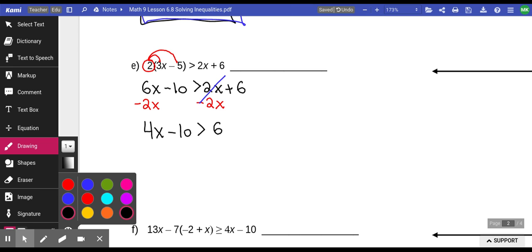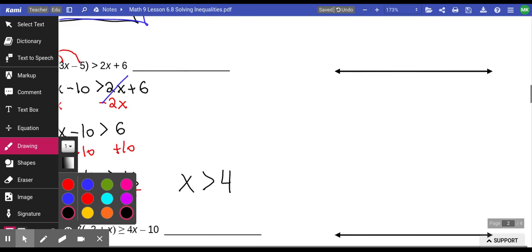All I have is 6. At this point, you have a question that are like the ones above, so we can do it quick. We're going to add 10 to both sides. That gives me 4x is greater than 16. And then I'm going to divide both sides by 4, giving me x is greater than 4. If you wanted to graph that, we have 4, we're greater than, so we're to the right.